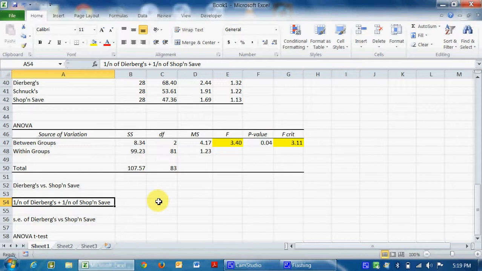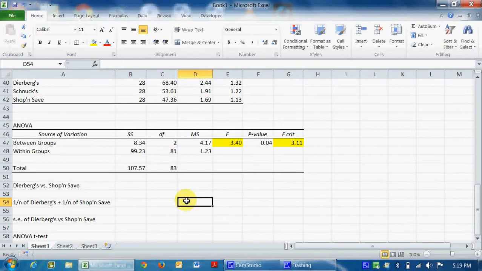Now before I go any further, I want to make it clear that we are only going to do Dierberg's versus Shop and Save in video part 2. We're not going to do Dierberg's versus Schnucks or Schnucks versus Shop and Save. In the end of chapter problems, you will have to analyze each versus the other. So there'll be 3 sets of comparisons. I mean, you'll do Dierberg's versus Schnucks, Dierberg's versus Shop and Save, Schnucks versus Dierberg's. Well, that's a repeat. So you will have to do this 3 different times to get all of the differences.